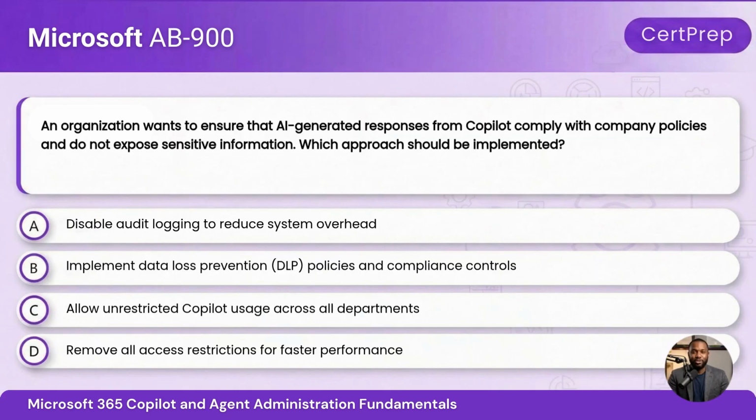Question number 2. An organization wants to ensure that AI-generated responses from Copilot comply with company policies and do not expose sensitive information. Which approach should be implemented? Option A. Disable audit logging to reduce system overhead. Option B. Implement data loss prevention, DLP policies and compliance controls. Option C. Allow unrestricted Copilot usage across all departments. Option D. Remove all access restrictions for faster performance.